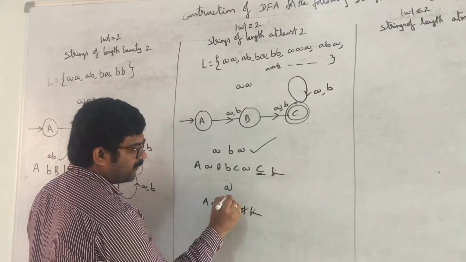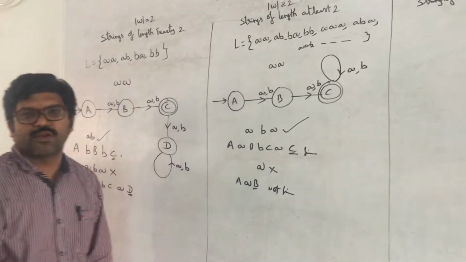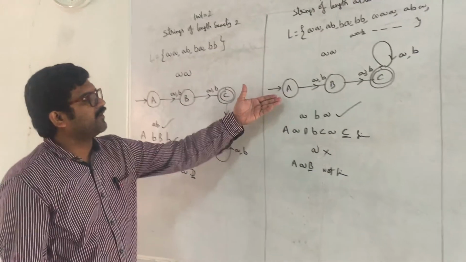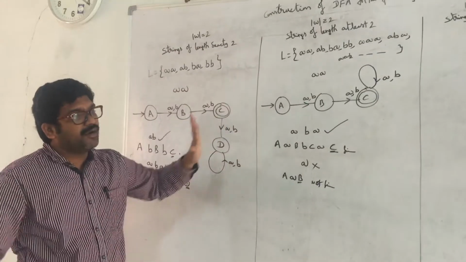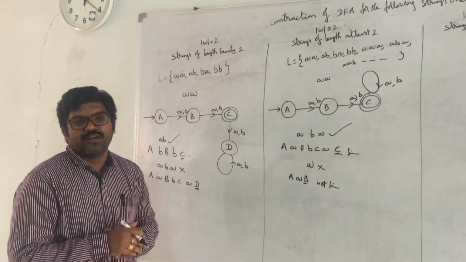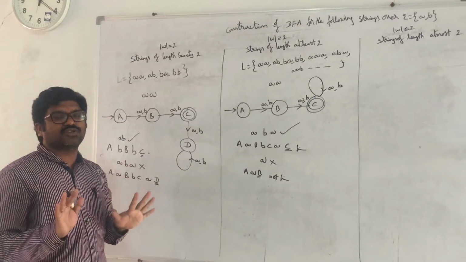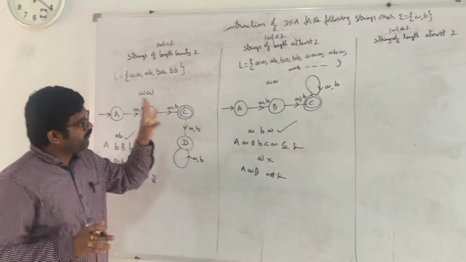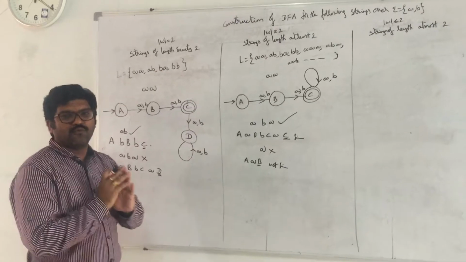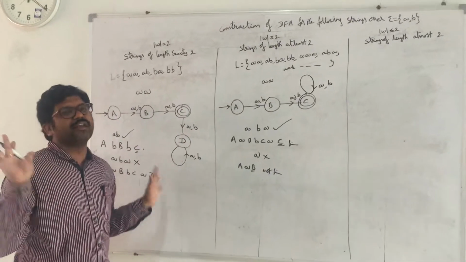Not a final state. Therefore, this is rejected. Okay, so this is the final DFA for what? Whatever method we are following, I told you in the last lesson also, construction of DFA is nothing but the construction of minimal DFA. So if you are following this method, we will get minimal DFA only.